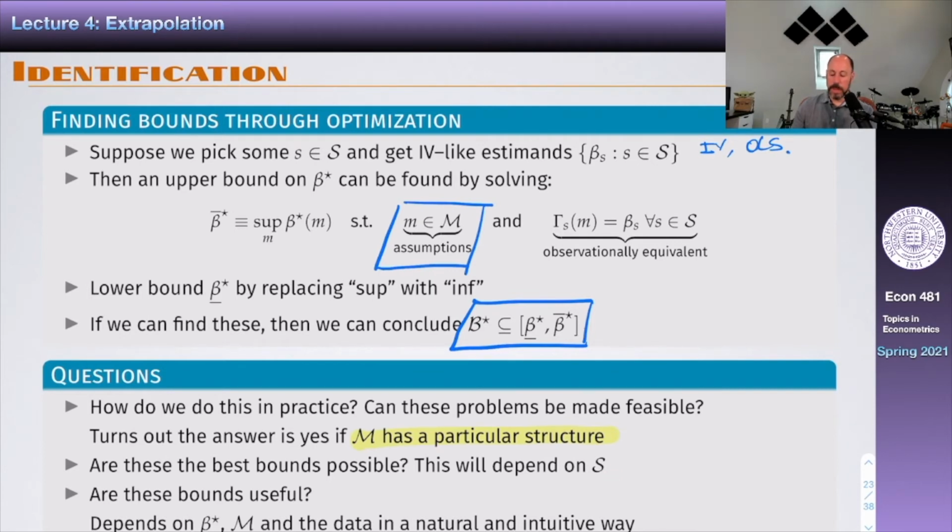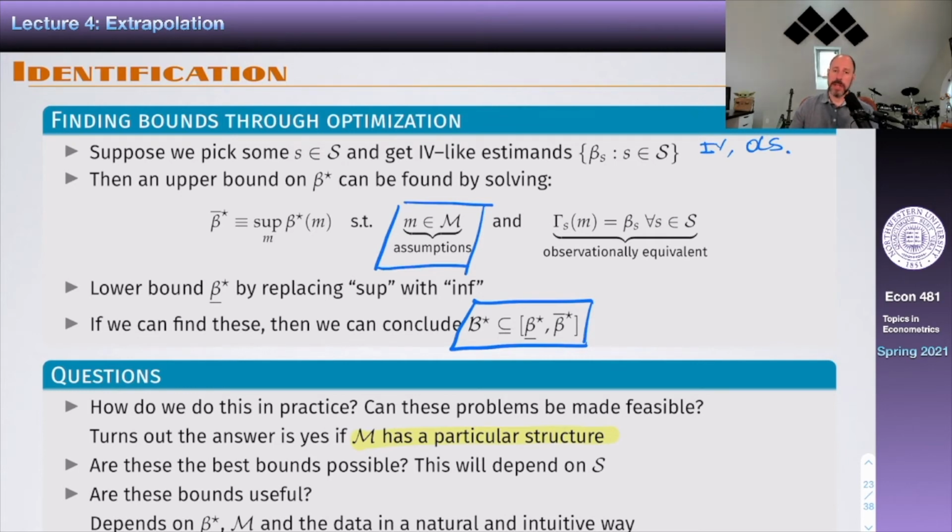Are the bounds useful? It depends on the target parameter, the assumptions that we're imposing, and the data, but it's going to be clear in a minute how this plays a role. And then we will have this type of monotonicity, which you already know: the more assumptions you impose, the more structure you impose in M, the narrower our bounds are going to be. But here we're also going to have this feature that the more features or IV-like estimates we include, the narrower the bounds are going to be.